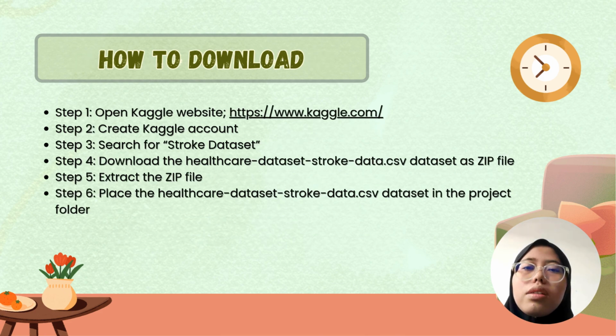Then, I will talk about the step-by-step on how to download the dataset. Step 1. Open the Kaggle website. Step 2. Create a Kaggle account. Step 3. Search for stroke dataset. Step 4. Download the healthcare-dataset-stroke-data.csv dataset as a zip file. Step 5. Extract the zip file. Step 6. Place the healthcare-dataset-stroke-data.csv dataset in the project folder.